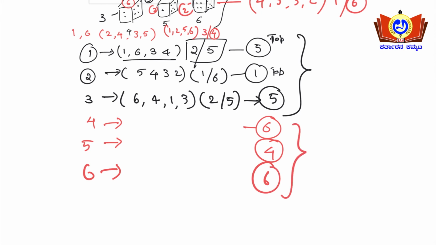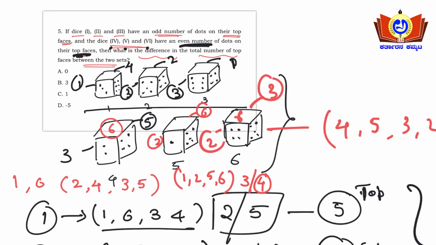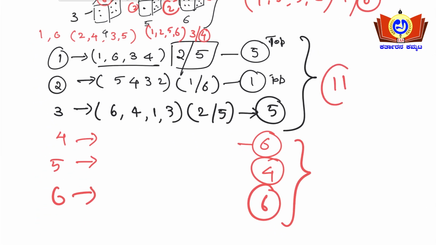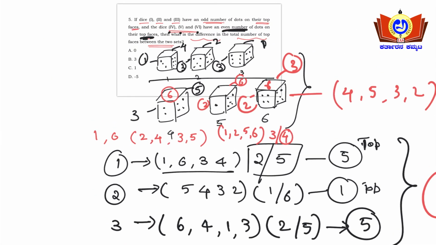Okay, the top faces of all the 6 dice we got here, but what the question asks is, what is the difference in total number of top faces between the two sets? Okay, difference between top faces. So the total is 11 here, and 6 plus 4 is 10, and 10 plus 6 is 16. So 16 minus 11 is 5 here. Okay, so option D is the right answer here.